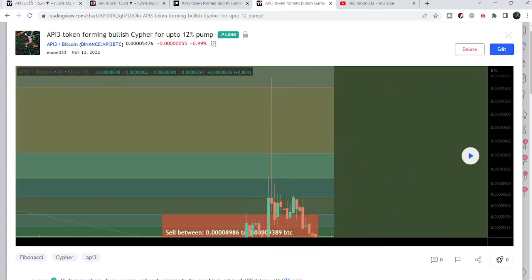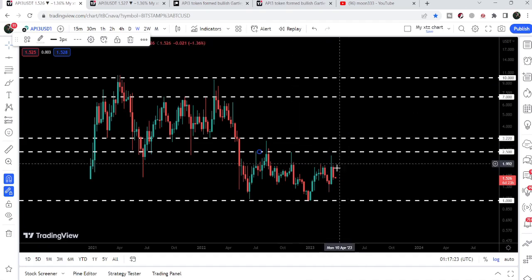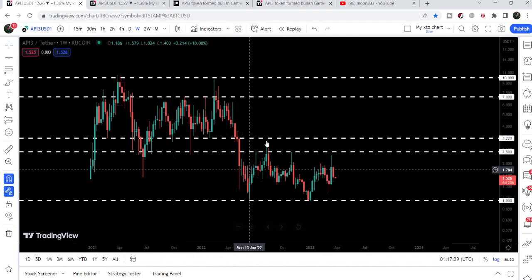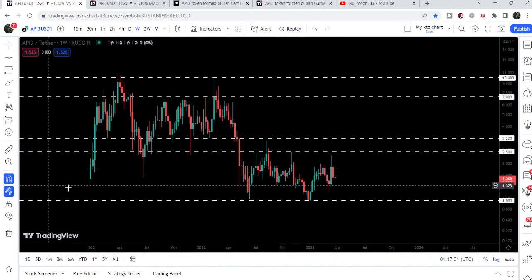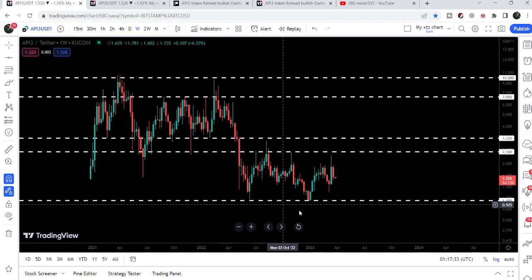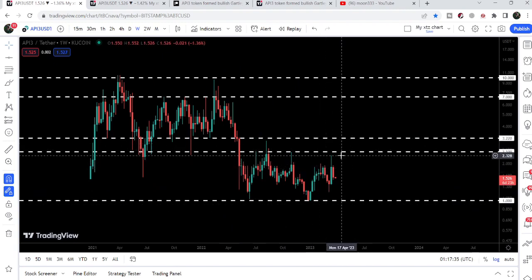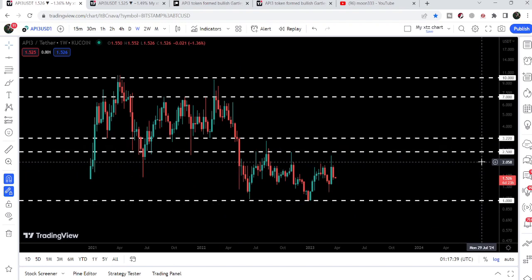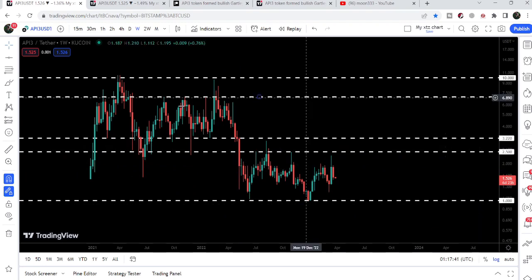Now let me take you to the weekly time frame chart, and here we can see that the price line for the past several months was testing this support of $1, and you can see we have also formed a double bottom at this support of $1, and after this bounce the price line is moving towards this next key resistance of $2.50. That is a very, very important significant resistance.